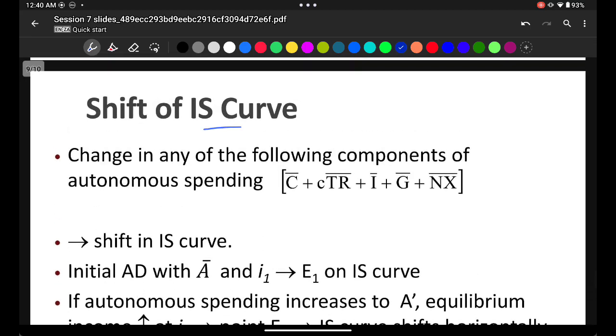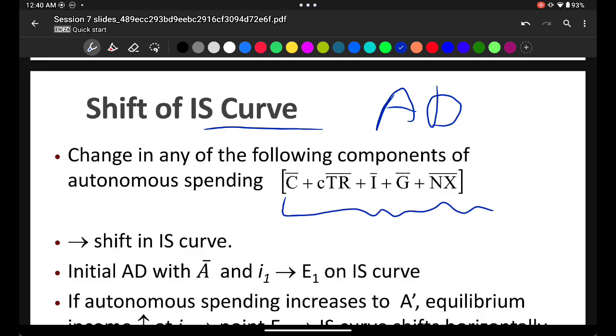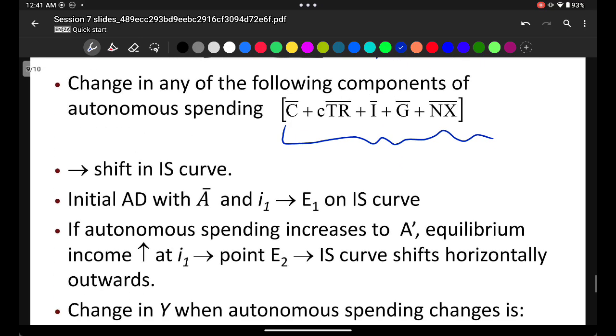Any shift of the aggregate demand is caused only by the autonomous stuff. Like we saw, an interest rate drop is part of I, so that causes it to go up. G, government spends $1 million, causes the AD curve to go up. So yeah, all that is autonomous.